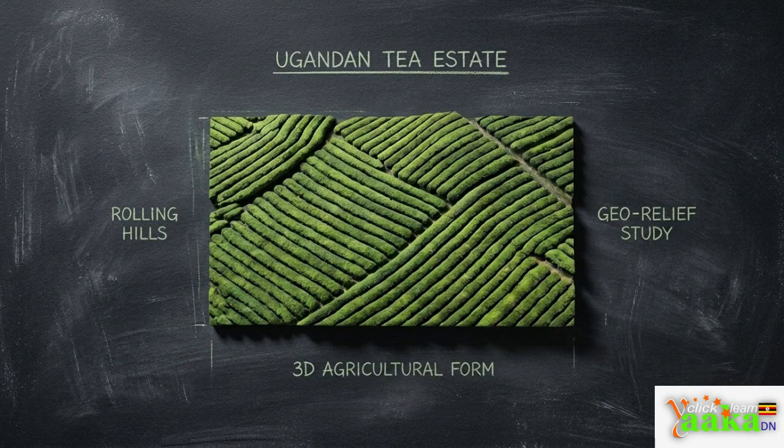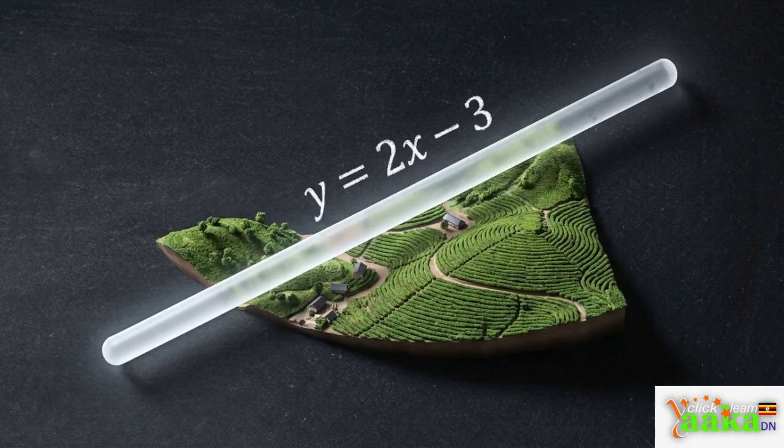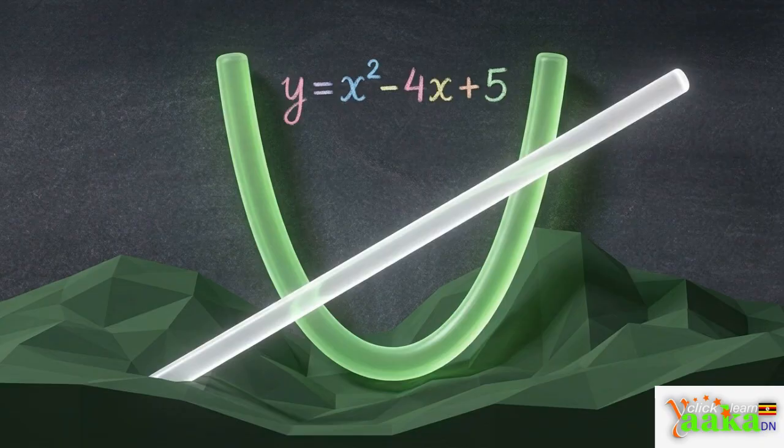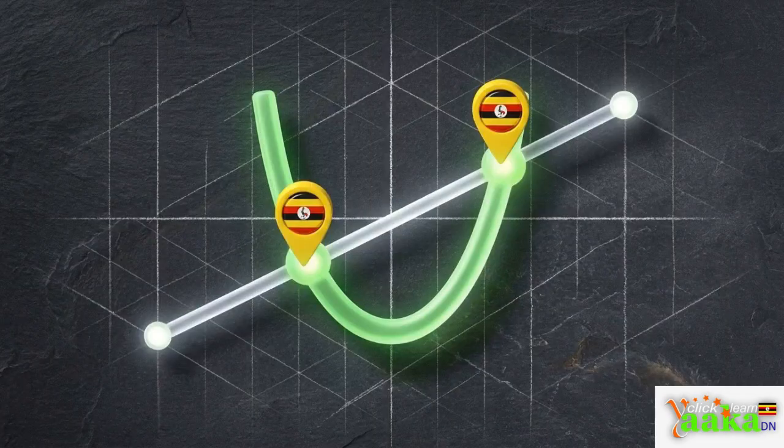Take a look at this map of a Ugandan tea estate. We have a straight fence, represented by the linear equation y equals 2x minus 3, intersecting a winding river, which follows the quadratic curve y equals x squared minus 4x plus 5. To find the exact coordinates where the fence crosses the river, we need to solve these nonlinear simultaneous equations.